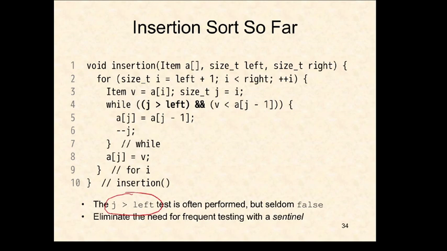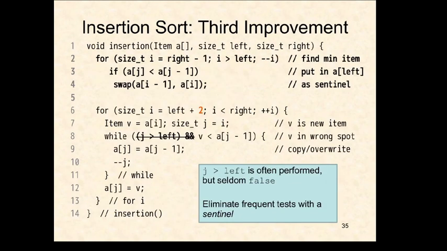So what I'd like to do is get rid of that j greater than left comparison. The way I'm going to do it is use a sentinel value, a sentinel meaning a value that tells me something special. So we said just a minute ago, if the smallest value was in index 0, I would never have to worry about going off the left-hand end, because I'll never have to move past it. So that's what we're going to do. We're going to find the smallest value in the array, and put it at index 0. That's what I did with this code, which is added just to get this minimum item and put it in index a sub left.